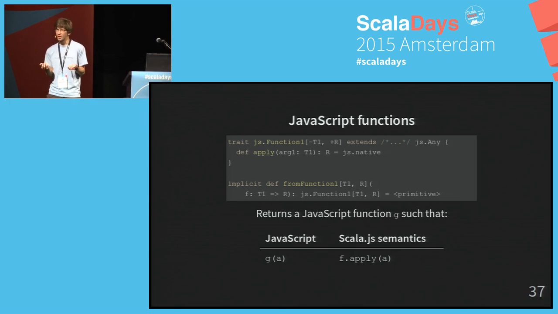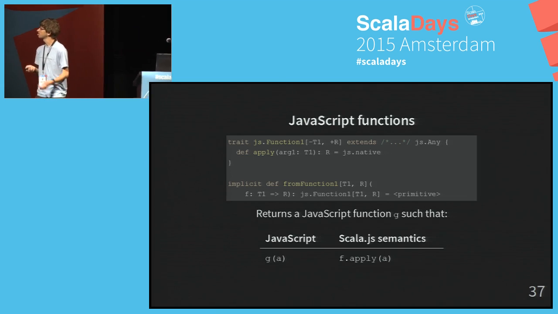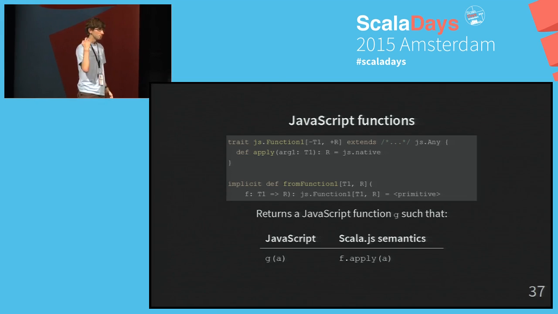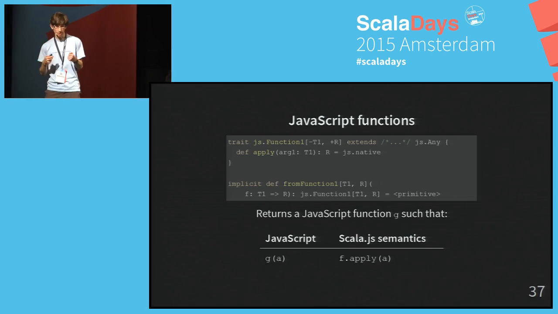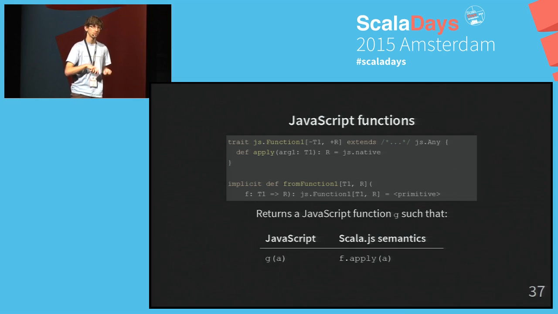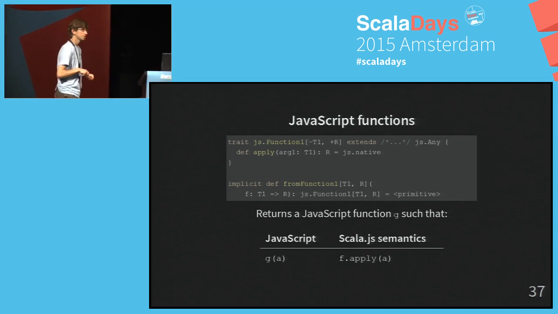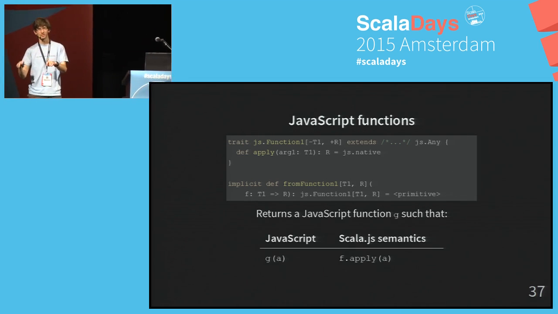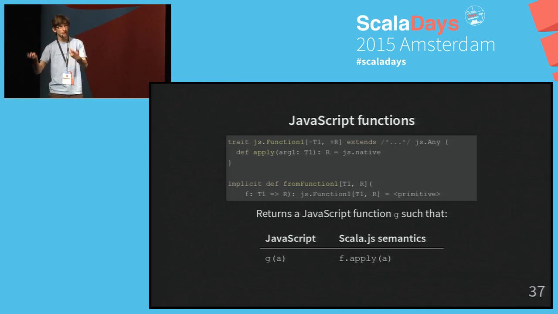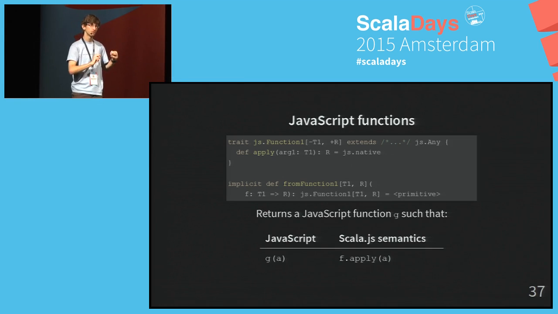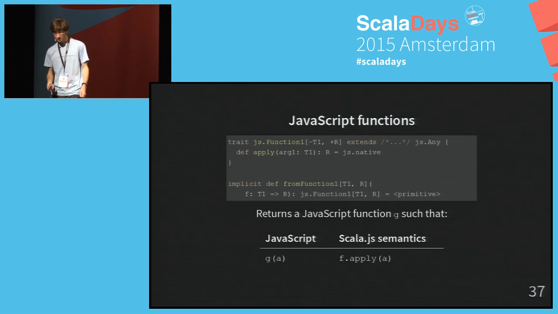This is compiler provided. The language promises you that this implicit conversion will give you a JavaScript function, call it G, such that if you call G in JavaScript, then that has the semantics of calling the apply method on Scala.js. So this is another direction, right? Before I talked about if you have this Scala.js code, it has this JavaScript semantics. This is the other way around. If you have this JavaScript code, it has this Scala.js semantics.